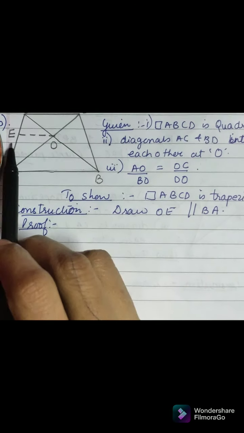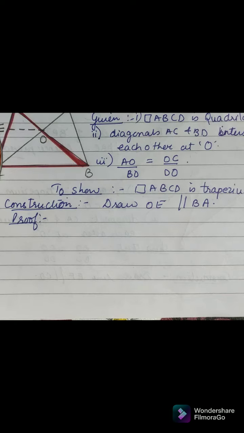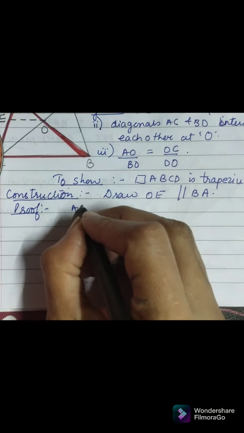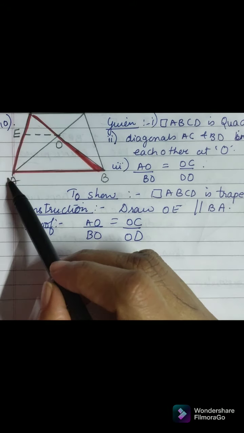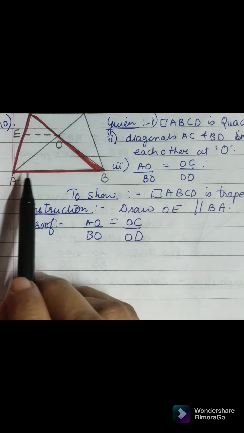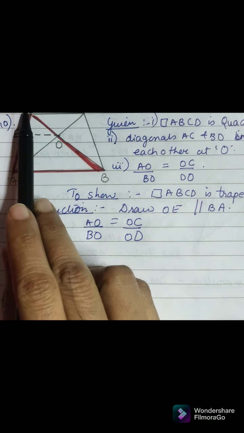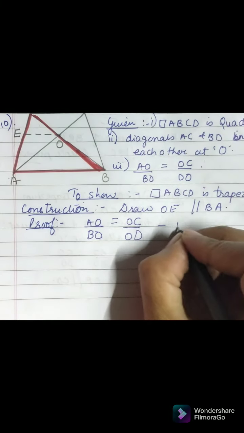So I have done a bit of construction. I have drawn OE. Okay. So I'm starting with the proof. What is given to us? AO upon BO is equal to OC upon OD. So if I look in the figure, AO upon OC is equal to BO upon OD. Okay, so these are the diagonals. I'm marking this as 1.